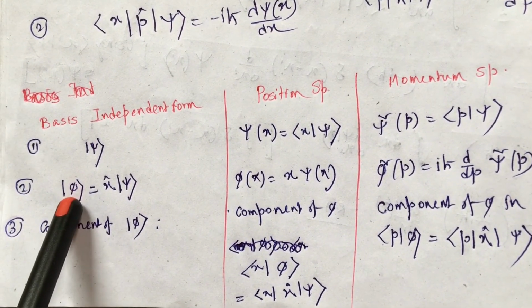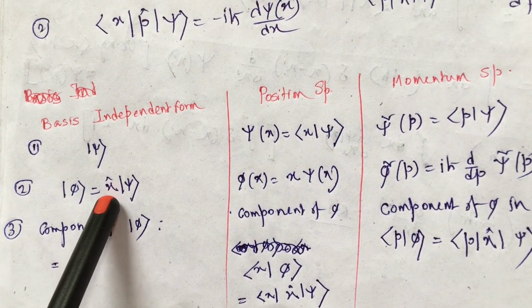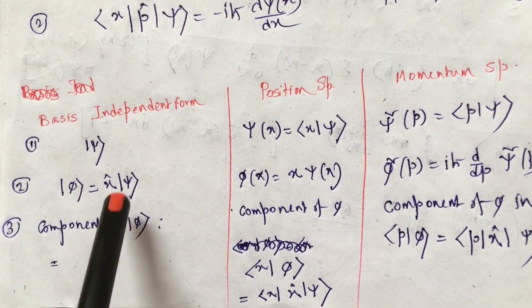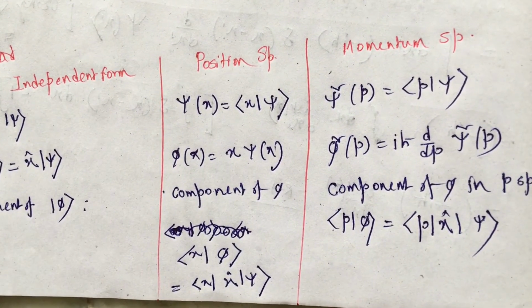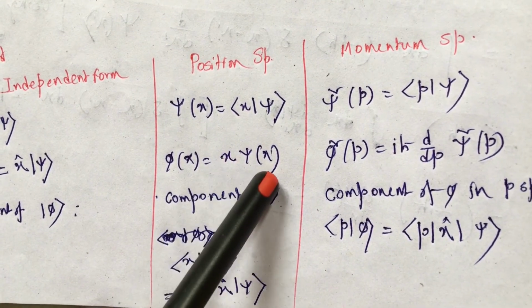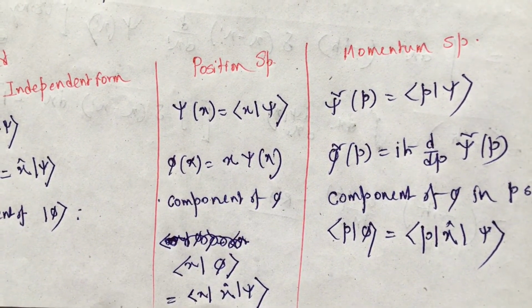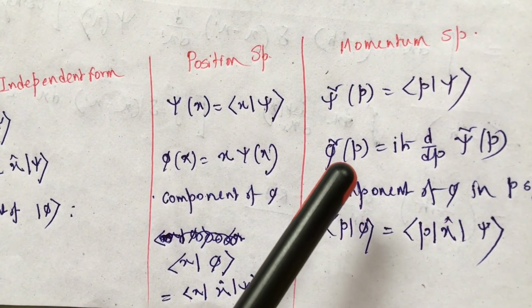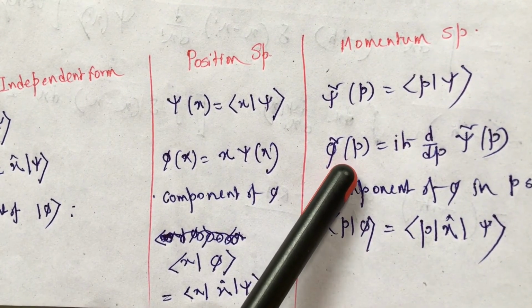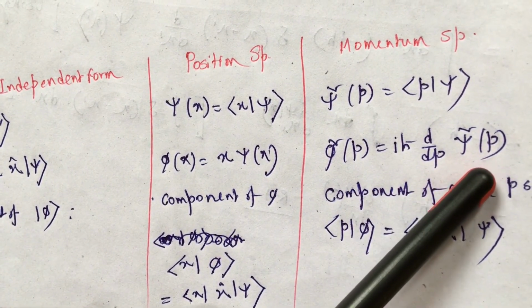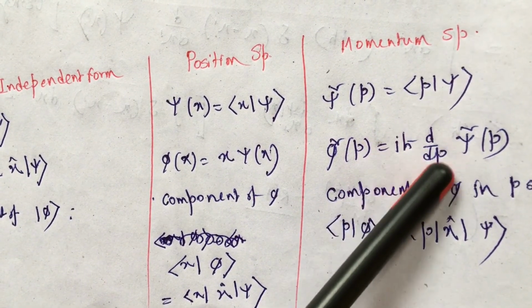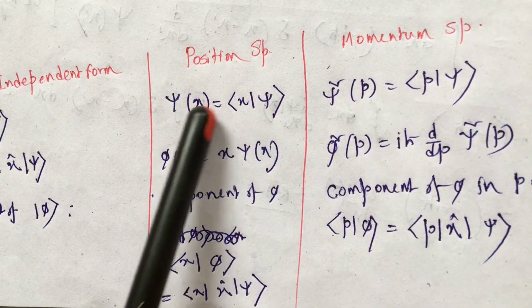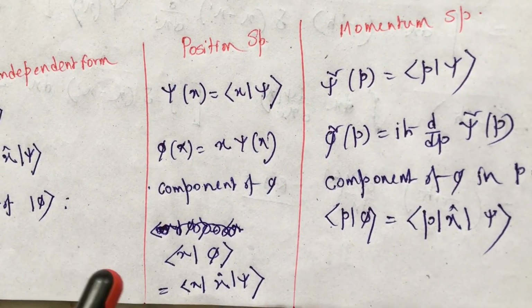This is another vector phi, which I obtain when I operate an operator on psi: I get phi. And here in position and momentum space, if we operate on psi(x), I get phi(x), which is to be written like this. And the component of phi in momentum space should be written like this, because this is the momentum operator itself. These are the components of the wave functions, psi(x) and psi tilde(p). These are complex numbers.